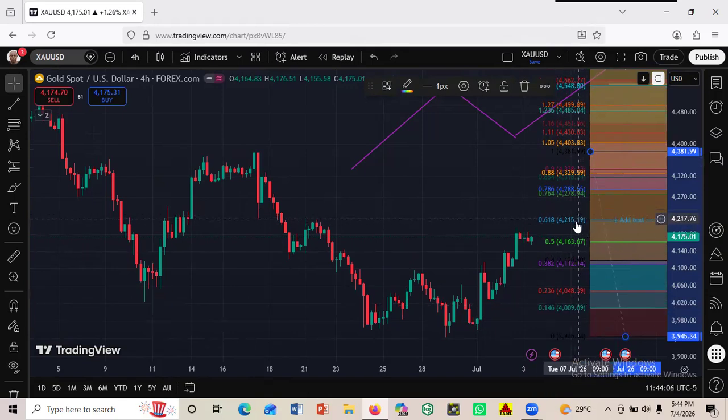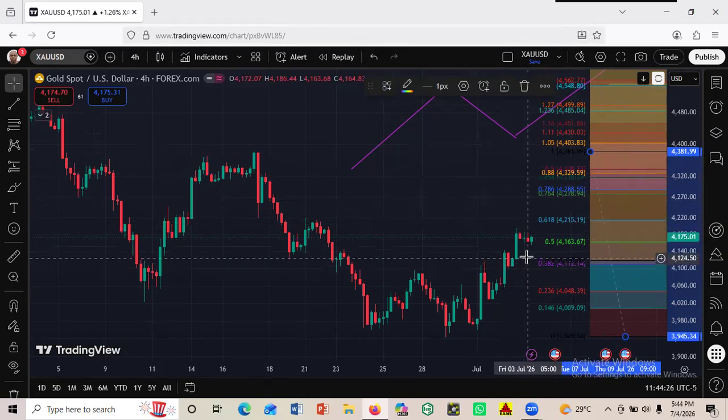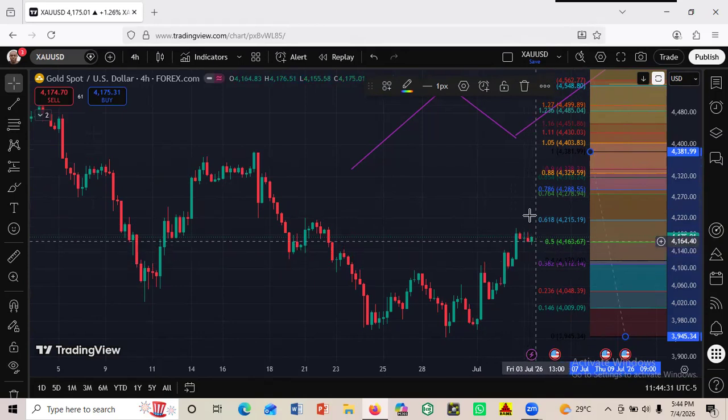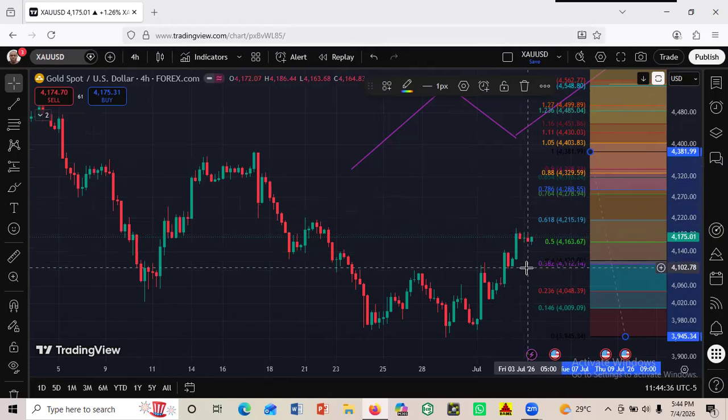So around this area of 4215, around 4,280, 4,300, this old area is where I will be looking for a change of character. And so what character are we looking for? This will be a character, but this is internal. I might look for more characters to be formed to the upside. This for now will be a low that price is not expected to come to take out.